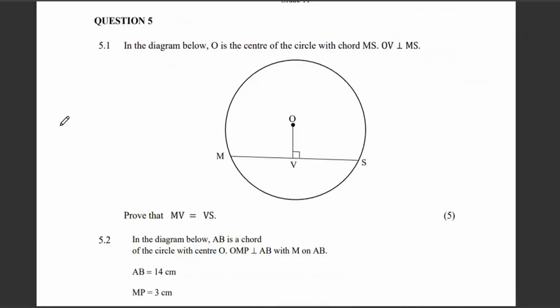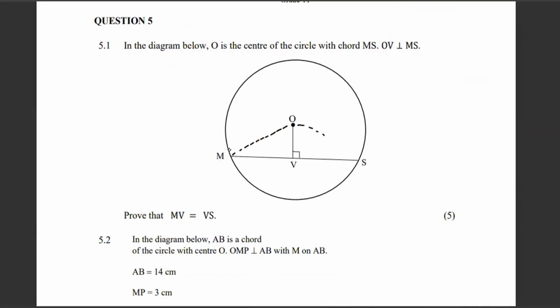Question number 5. In the diagram below, O is the center of the circle. We have that chord MS. OV is perpendicular to MS. Can we prove the theorem that tells us that MV is equal to that? So a perpendicular bisector of a chord, as long as the line is coming from the center of this circle. So step number 1, you have to do your constructions. Yeah?